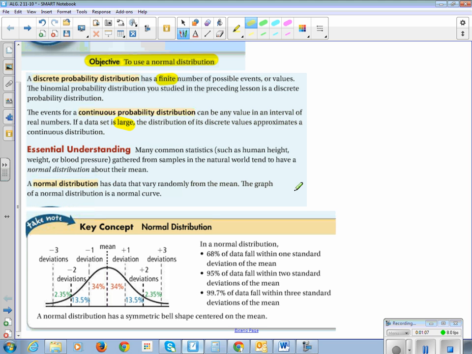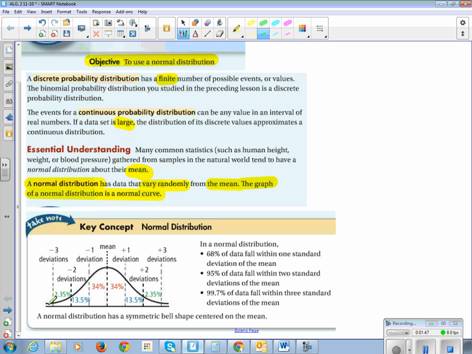All right, many common statistics such as human height, weight, or blood pressure gathered from samples in the natural world tend to have a normal distribution about their mean. A normal distribution has data that vary randomly from the mean. The graph of a normal distribution is a normal curve. And a lot of times in statistics we do talk about the normal curve. It is a classic bell-shaped curve.